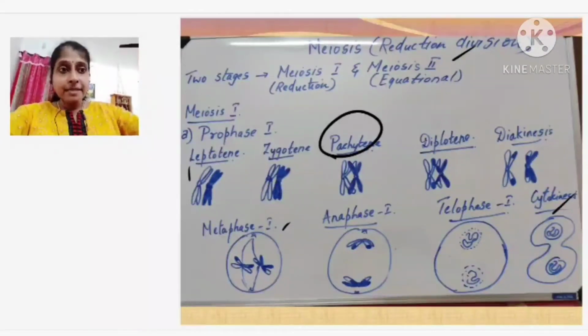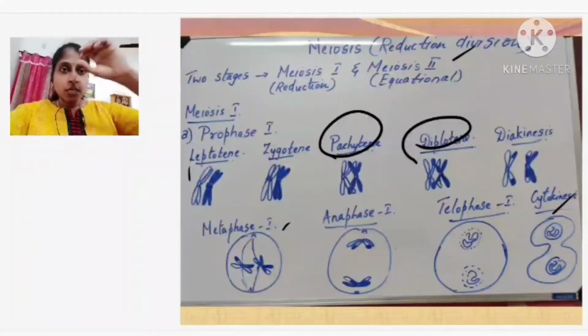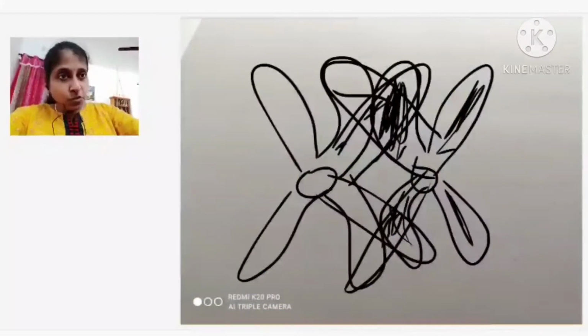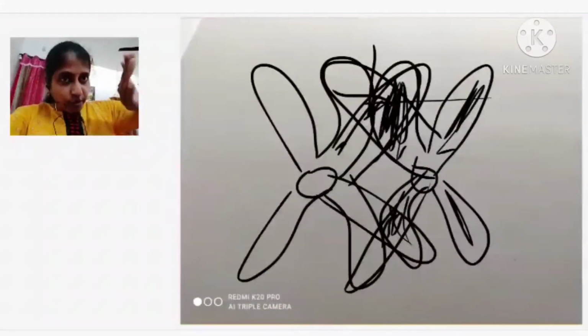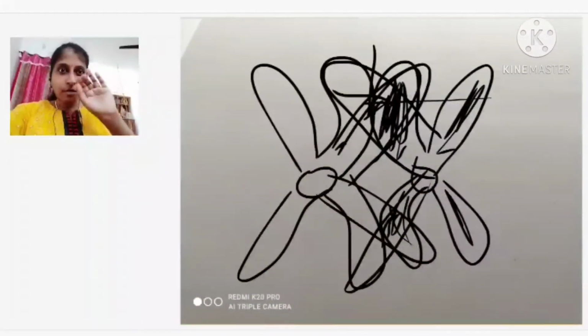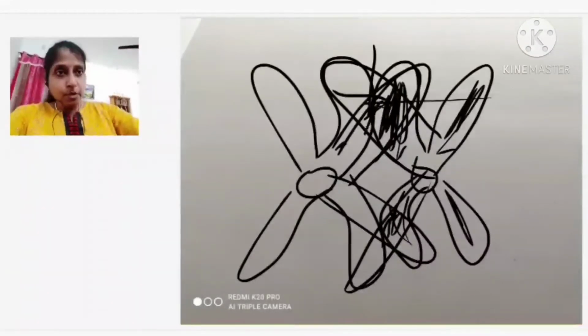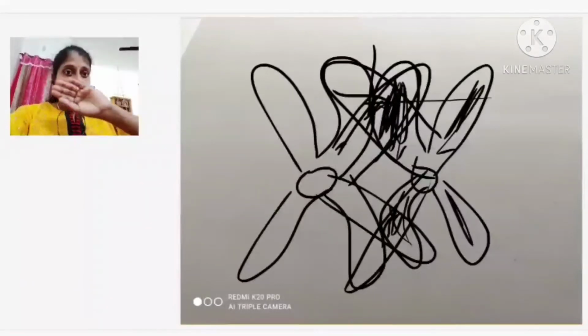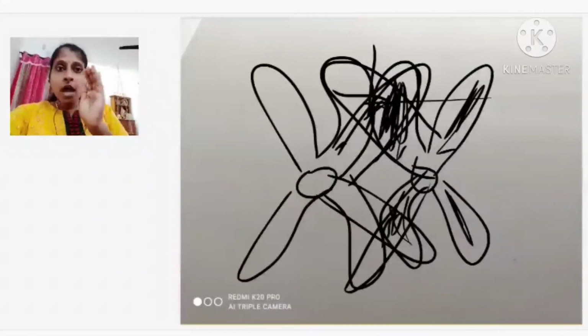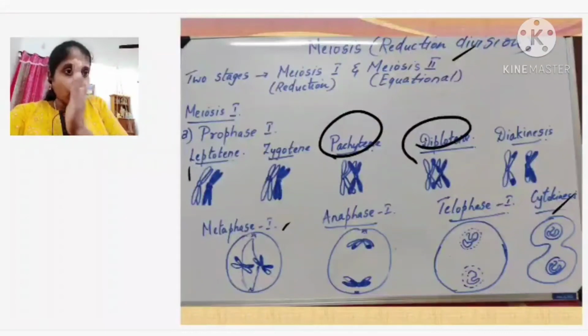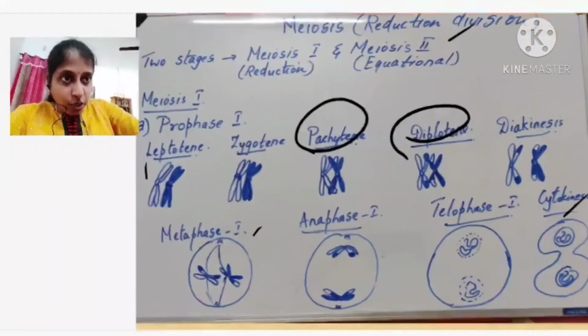Now what will happen is that after the crossing over is over, in the diplotene stage, the non-sister chromatids will try to separate from the chiasmata. Okay, they become separate. When they are separating, you can find they remain attached only at the region where the synaptonemal complex and chiasmata were. The rest of the part will be separated out and they will be moving out. You can find they are trying to move out.